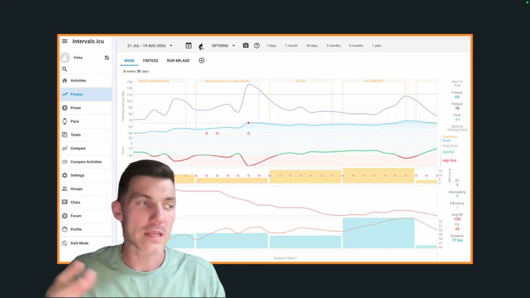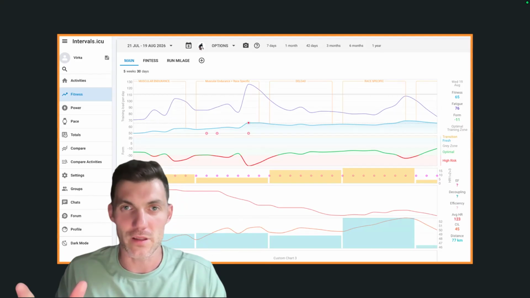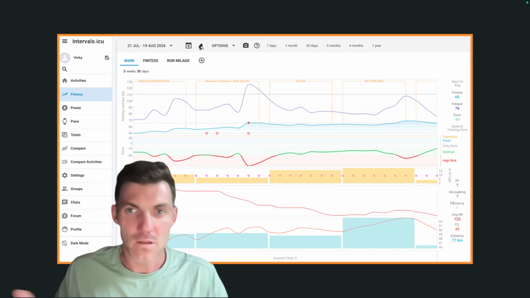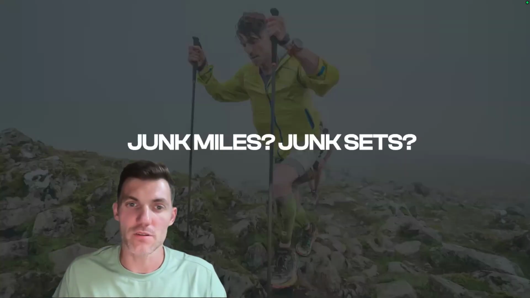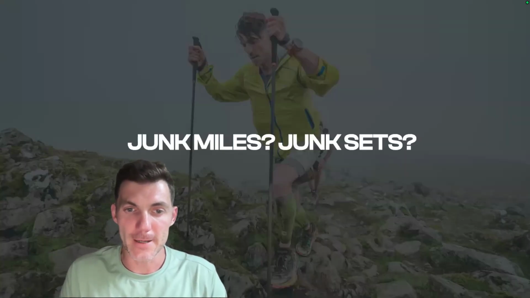So you can always see the data, but if you don't have the data, I suggest you look at at least some kind of data, so you can judge and make better training decisions. Junk miles, junk sets. Okay.